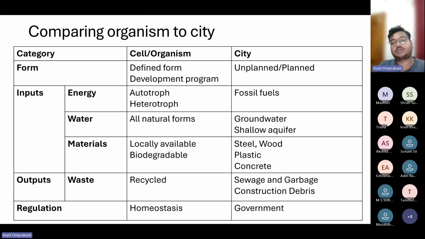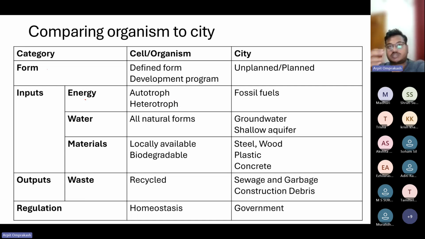So when we make a direct comparison between an organism and a city, let's say we have different categories based on which we can make this comparison. The first thing is the form. Form is basically how it exists. A cell or organism has a defined form, and it follows a strict developmental program to arrive at that form. So an individual bacterium of a species would look similar to another individual of the same species, or a human would look similar to another human compared to a human and something else, right?